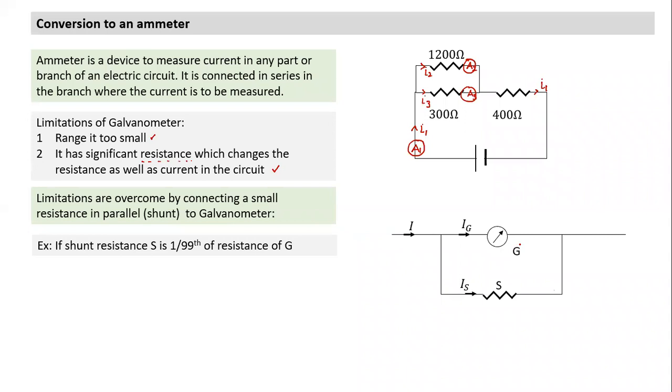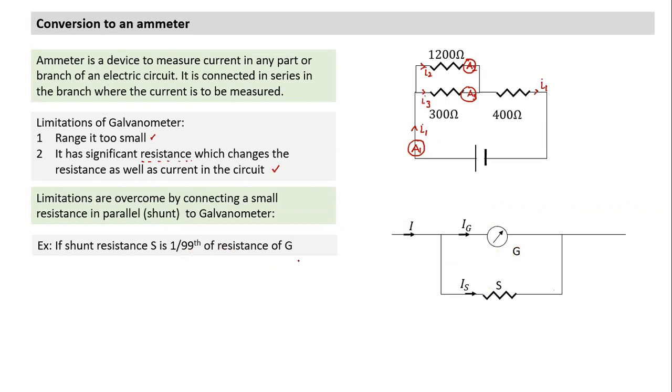You had a shunt galvanometer. It had resistance G. I have connected a shunt which has resistance of 1 by 99 times the resistance of the galvanometer. So if the galvanometer has resistance of 1 ohm, the shunt resistance is 1 by 99 ohms. And this is the current through the galvanometer, which will be 1 by 100, right? 1 by 100. That's what I tried to do.